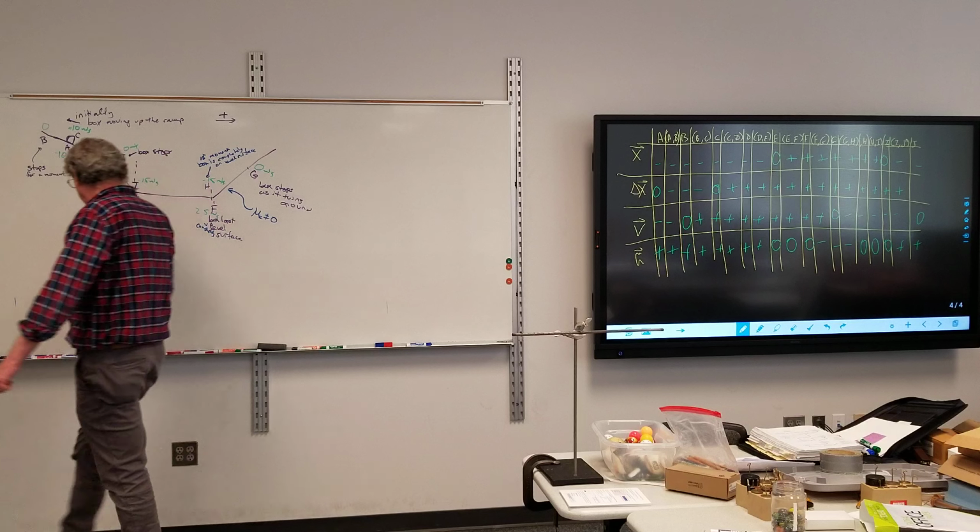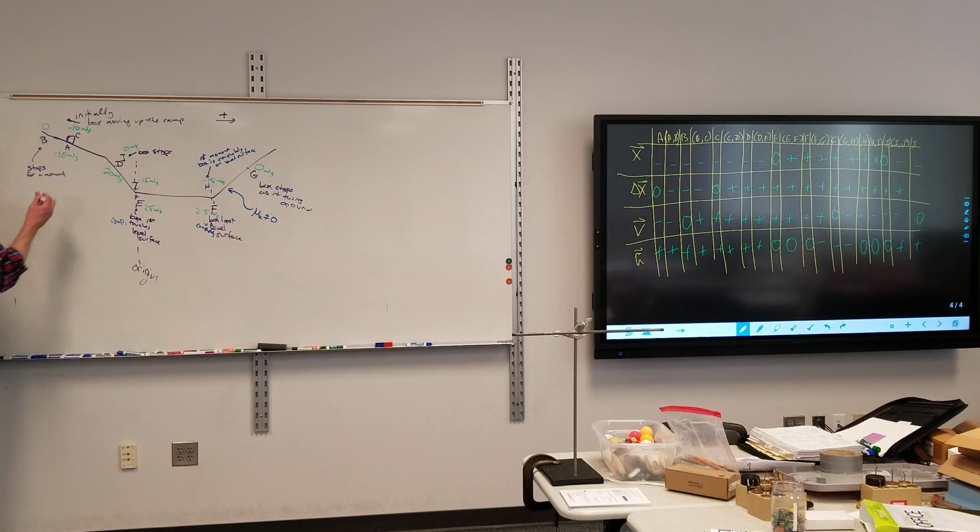Now, from A to B, we go from negative 10 to 0. What is the change? When I go from negative 10 meters per second to 0 meters per second, what is my change in velocity? Positive 10 meters per second. Yep. When I go from 0 to positive 10, what is my change? Positive 10 meters per second.